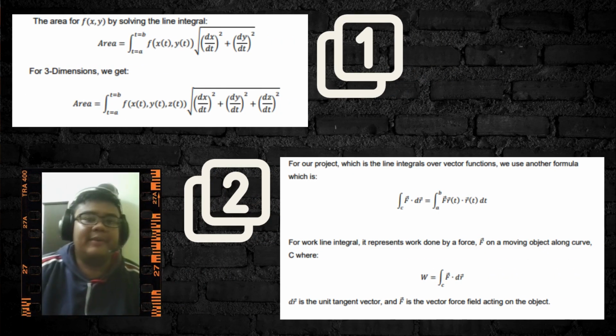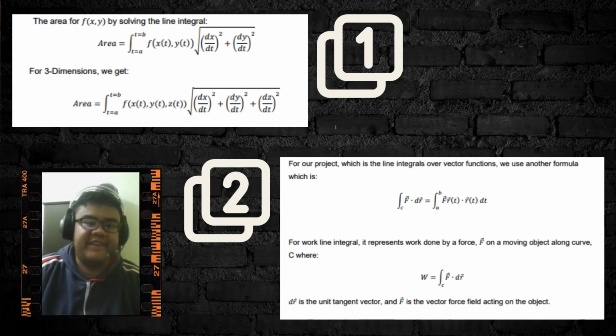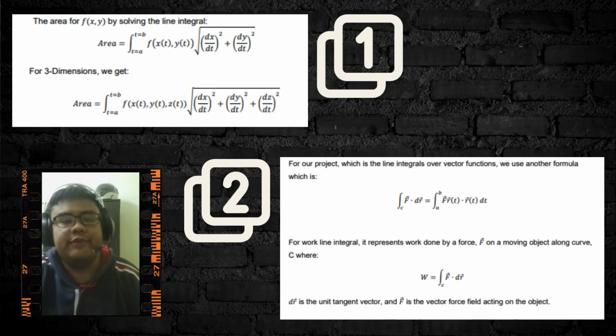Let's begin with the concept of a line integral for calculating area. In two dimensions, you can find the area under a function f(x,y) by solving a line integral. This integral takes the form: the area A is equal to the integral from a to b of the function f evaluated at the point (x(t), y(t)), multiplied by the square root of the square of the derivative of x with respect to t plus the square of the derivative of y with respect to t, all with respect to t.